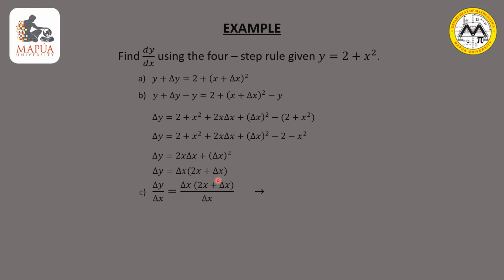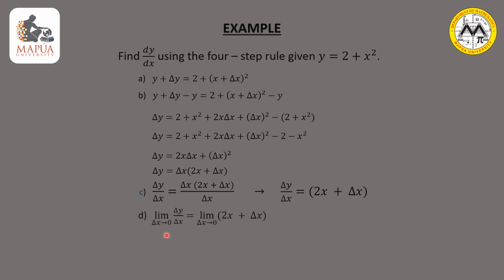Moving on and doing step 3, obtaining the ratio of delta y to delta x, dividing the product delta x times 2x plus delta x by delta x will just result in the ratio delta y divided by delta x given by 2x plus delta x. Again, take note that x and delta x are two different variables.